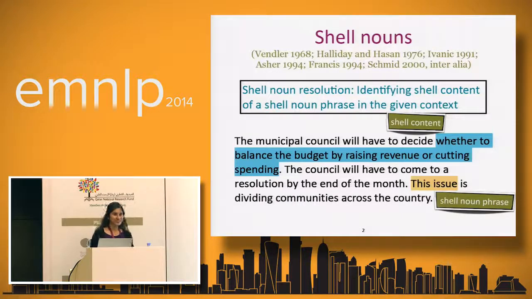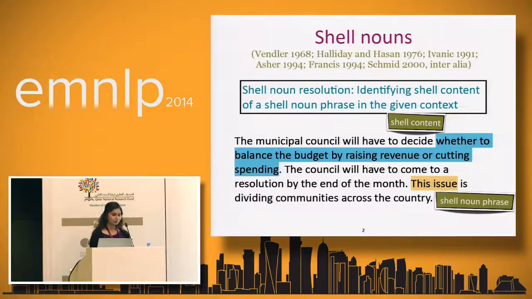Okay, so what are shell nouns? Shell nouns are abstract nouns such as fact, issue, decision, and problem. These nouns themselves are unspecific and can only be interpreted together with their shell content. That is, the propositional content they encapsulate in a given context.